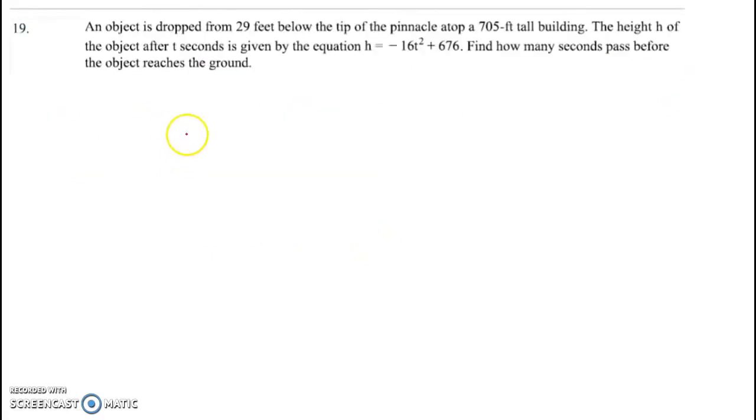Number 19, an object is thrown from 29 feet below the tip of the pinnacle atop a 705-foot tall building. The height, h, of the object after t seconds is given by the equation h equals -16t squared plus 676. Find how many seconds pass before the object reaches the ground. What is always true of ground level? Yeah, your height equals 0. So we're going to plug in 0 for height.